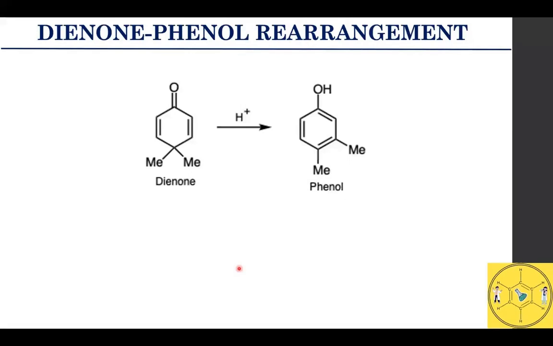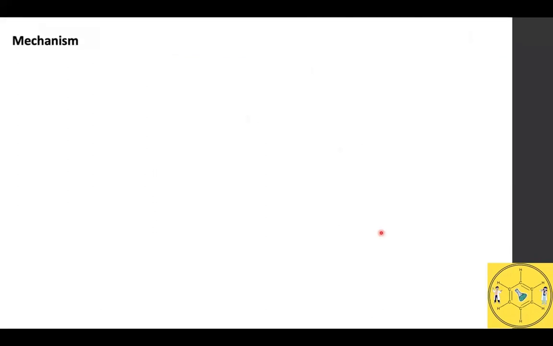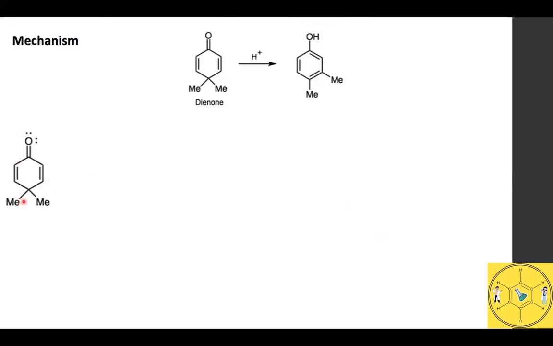In the Dienone-Phenol Rearrangement reaction, a dienone, that means a 4,4-disubstituted cyclohexadienone, can be converted into a stable 3,4-disubstituted phenol in the presence of acid. So next we move on to the mechanism. Here you see that in the cyclohexadienone, the carbonyl oxygen has two lone pairs of electrons that can readily interact with acid, which generates the corresponding intermediate.